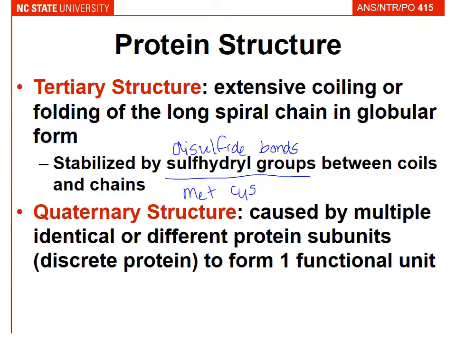Now, a lot of our proteins, once they hit the tertiary structure, they are done. They don't need any more. There are some other proteins that are not functional on their own, so we need to put multiple components together. More than one tertiary structure protein together makes up our quaternary structure. This is when we have multiple identical or different protein subunits come together to form one functional unit. A great example of this is hemoglobin.